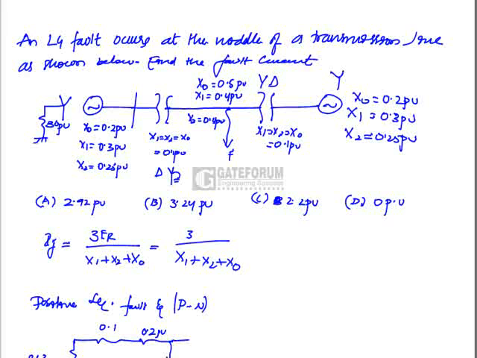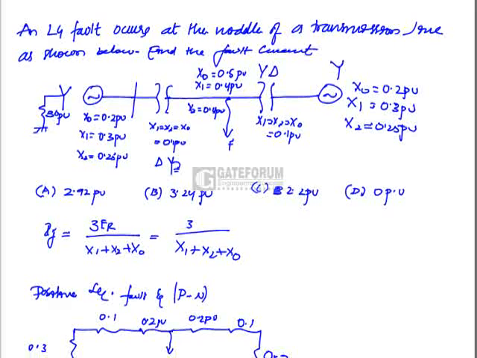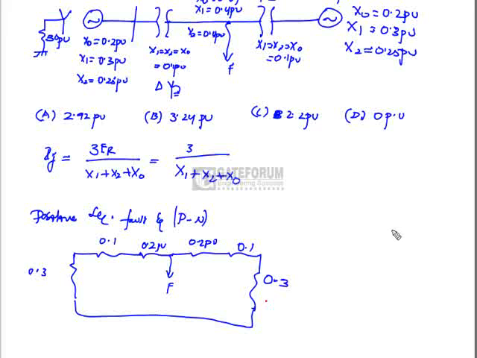0.1 per unit. Okay, since it occurred middle of the transmission line, this is another part of the transmission line, that is 0.2 per unit. After that we have one more transformer, this one is 0.1 per unit. After that we have generator, which is equal to 0.3 per unit. Okay, now this is the positive sequence equivalent circuit for the network shown in figure.